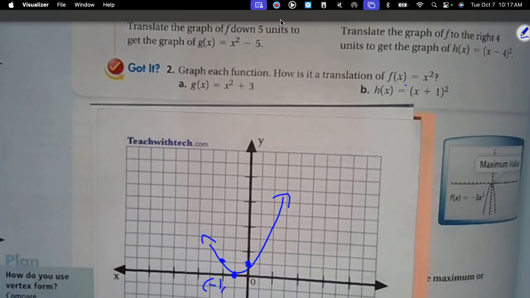My vertex is -1, 0. So where's my axis of symmetry, Hayden? X equals? X equals -1. Yeah, your axis of symmetry is -1. There's no 0. Okay.